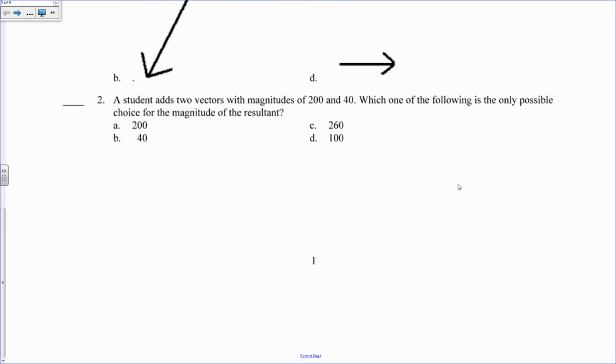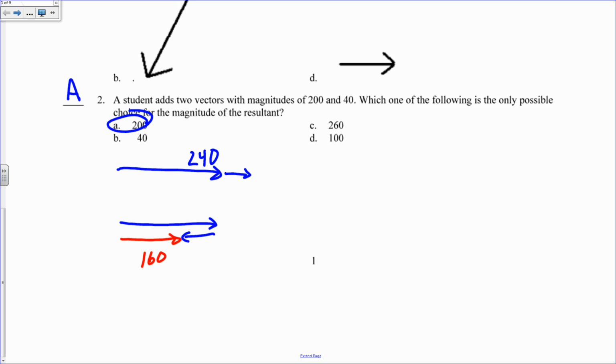Students had two vectors, magnitude 240, which is the only possible choice? Well, you have two extremes. You can have 240, or you can have 200 and then 40 in this case, and the resultant vector is 160, so it's between 160 and 240, so that is A, 200.